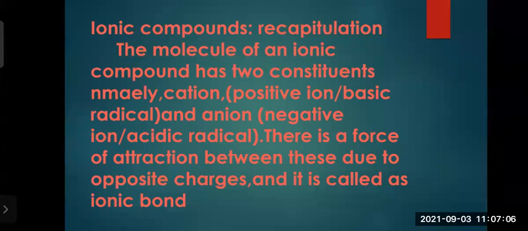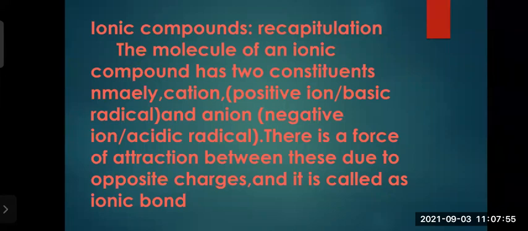We'll take the example of HCl. HCl is an ionic compound. It has two constituents. Cation means positive ion, that is the H plus ion, or you can also say basic radical. In the table we have seen basic radical and acidic radical types of compound. So the ionic compound has two constituents, mainly the cation, the positive ion or basic radical, and the anion, the remaining part, that is the negative ion or acidic radical: Cl minus, OH minus, and NO3 minus.